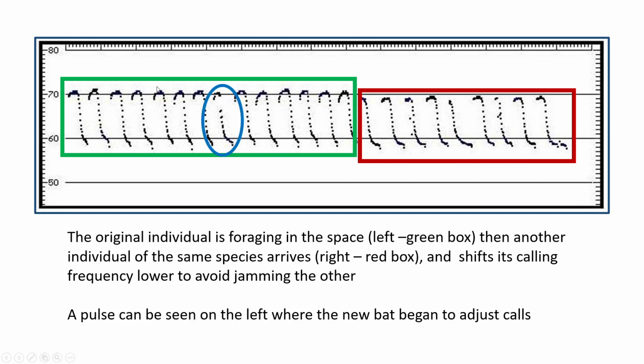Here you can see where the second bat had a single pulse at a lower frequency, just, I guess, testing to see how much he needed to shift it down. This is just a little bit above 70 kilohertz, and then as he continued, it dropped. And you can actually see there's a fragment of a pulse here that's even a bit lower.